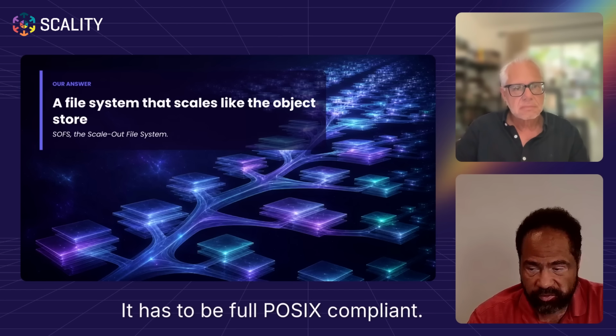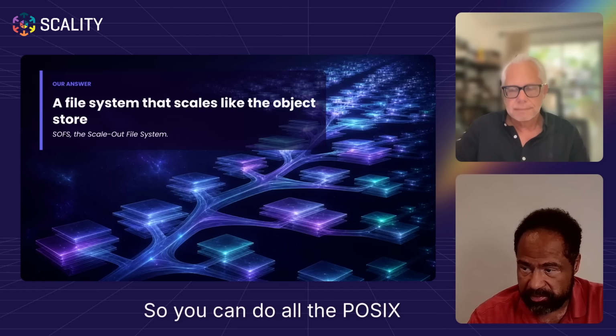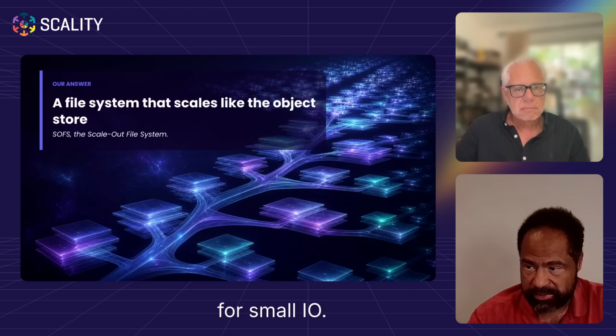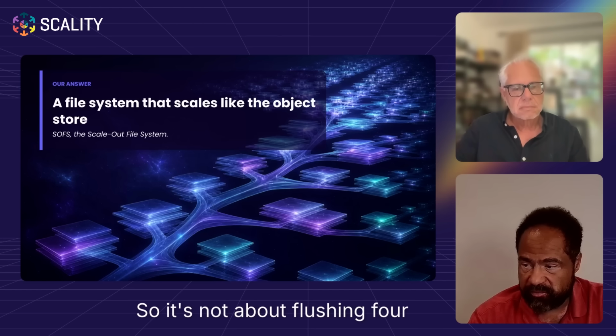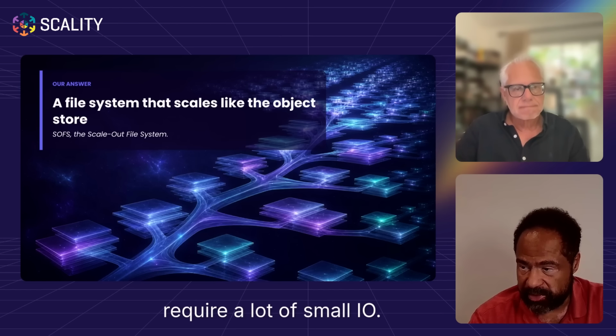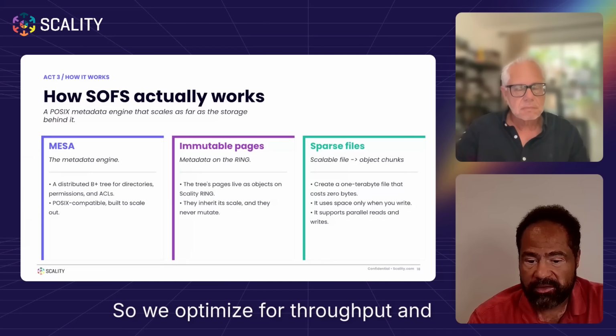It has to be fully POSIX compliant, so you can do all the POSIX operations. Now, we also decided it wasn't meant for small IO. So it's not about flushing 4 kilobyte pages or doing things that require a lot of small IO. We optimize for throughput.